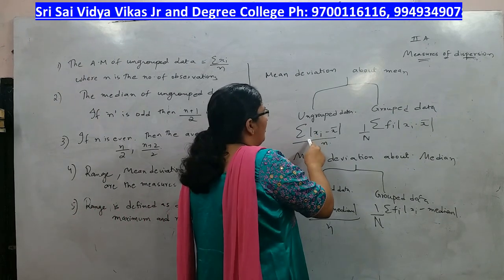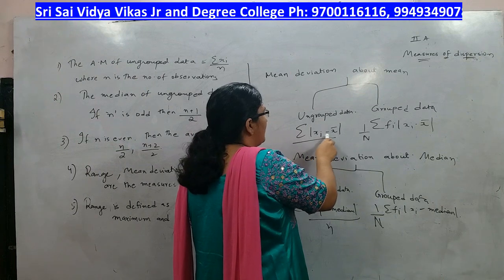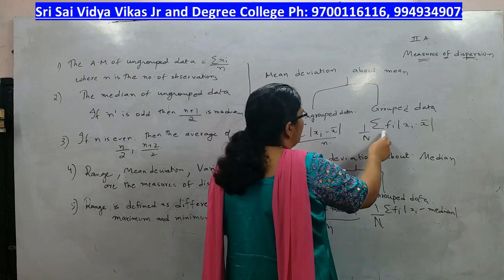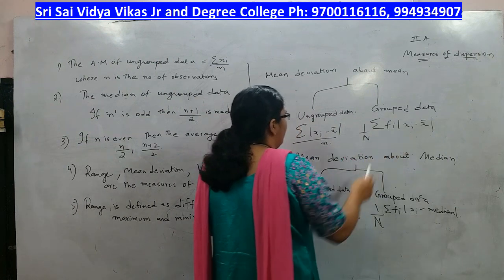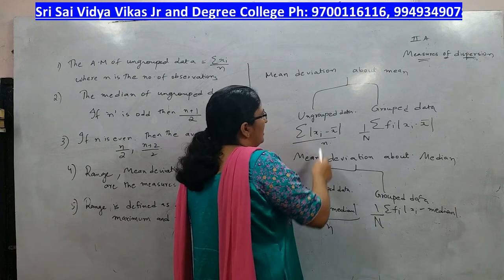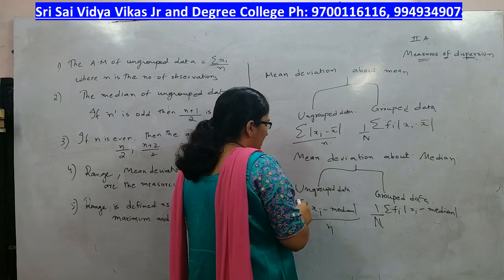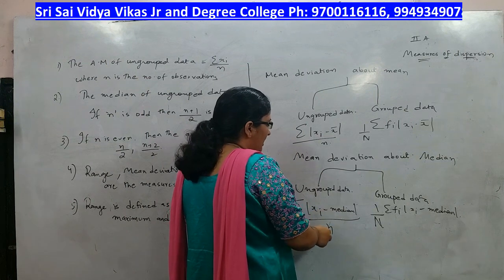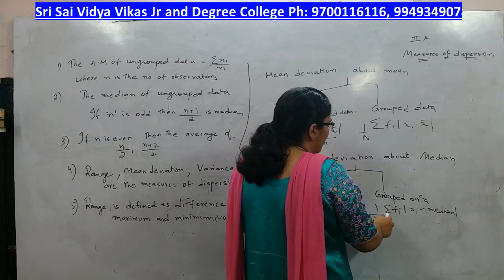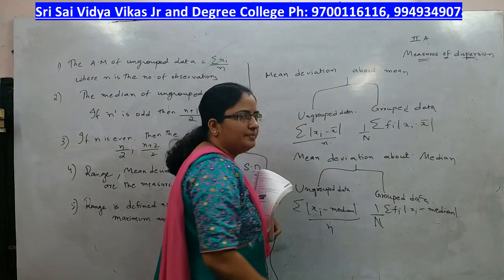For ungrouped data, the formula is sigma modulus of xi minus x bar by n. For grouped data, it is 1 by n summation fi into modulus of xi minus x bar. This is about mean, and mean deviation about median is just replacing x bar with median. That is summation modulus of xi minus median by n. For grouped data, it is 1 by n summation fi into modulus of xi minus median.